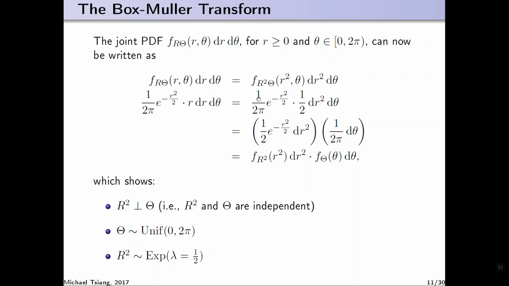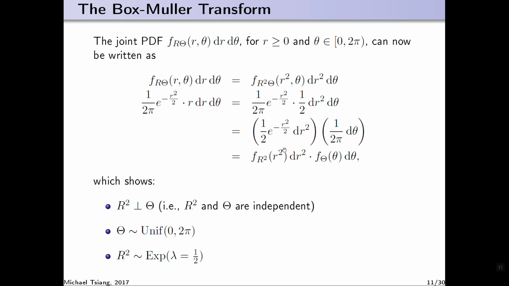Now that we have this, we can factor this out, and we have 1/2 e to the negative r squared over 2 d r squared. You can just think of this as a v or something: 1/2 e to the negative v over 2 dv. And then over here, we have 1 over 2 pi d theta.